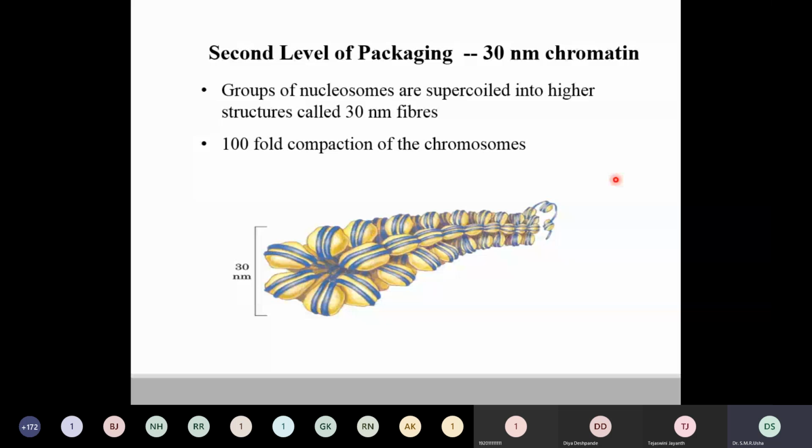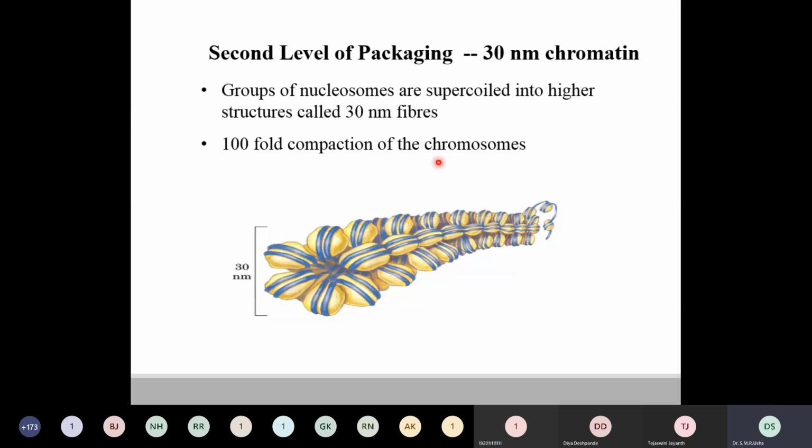Coming to the second level of packaging, it is the formation of 30 nanometer chromatin fiber. Here what happens, you can see groups of nucleosomes coiled around each other to form a 30 nanometer chromatin fiber. This causes 100-fold compaction of the chromosome. You can see how nicely it is folded.